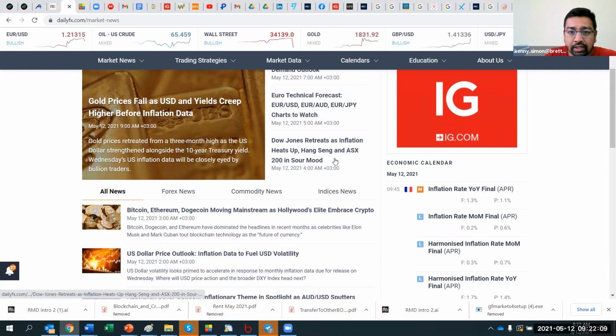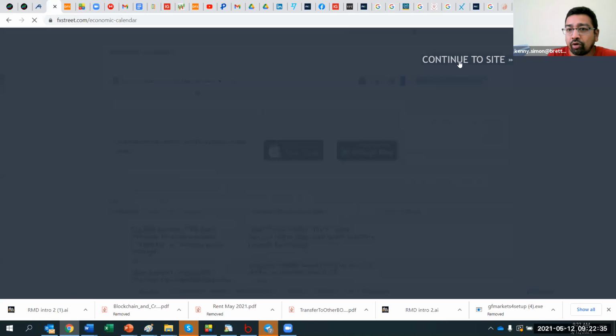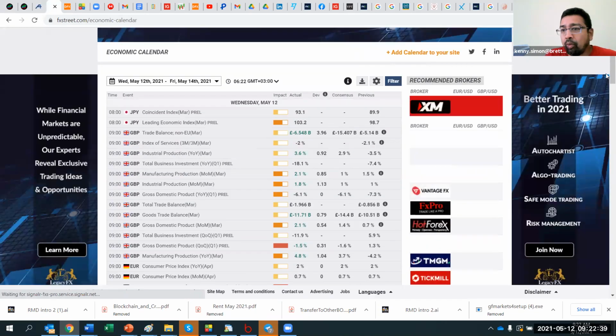So here it says Dow Jones retreats as inflation heats up. So at least we know that inflation is on the upside. So when we've got news about inflation, we know that the volatility will also go up. That basically means it's a good time to trade today as well. There are many things that might cook up the volatility and the liquidity of the market. So that's a good sign for us to participate in the market, to trade more as well.